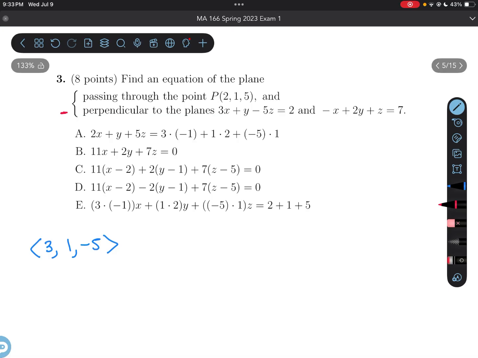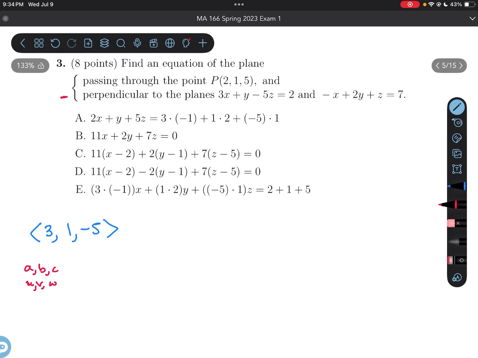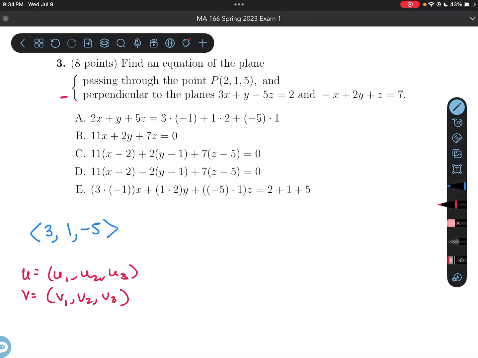Suppose we have 2 points on a plane. Actually, I'm going to change this a little bit. I'm going to say we have point U and point V, and U has the coordinates U1, U2, U3, and V has the coordinates V1, V2, V3. And so that would mean the vector UV lies on the plane.